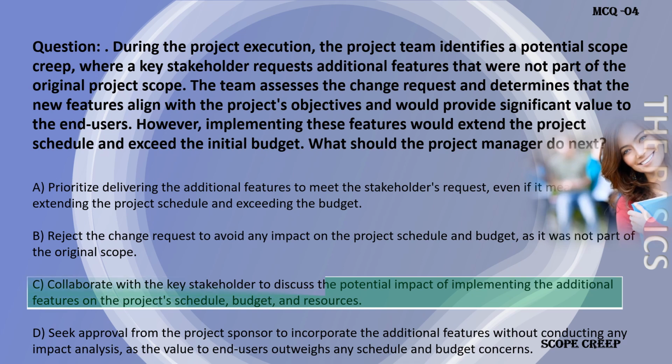Answer for question number 4 is C. Collaborate with the key stakeholder to discuss the potential impact of implementing the additional features on the project schedule, budget, and resources. Explanation. In this situation, the appropriate action for the project manager is to collaborate with the key stakeholder to discuss the potential impact of implementing the additional features on the project schedule, budget, and resources.